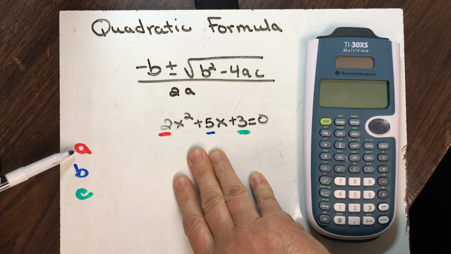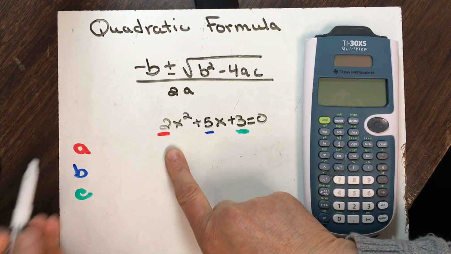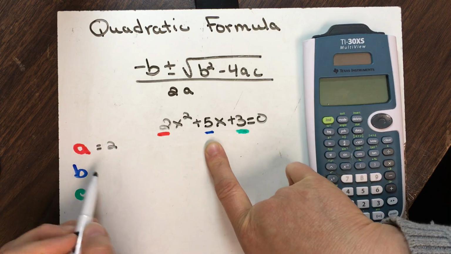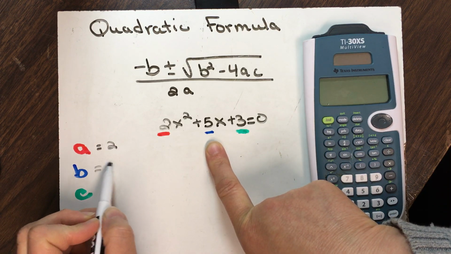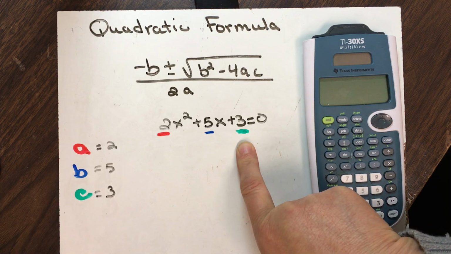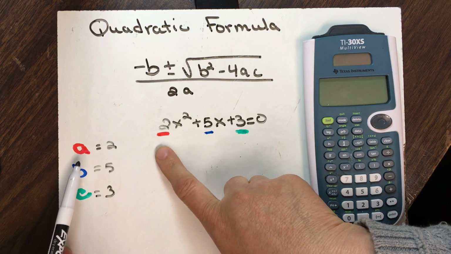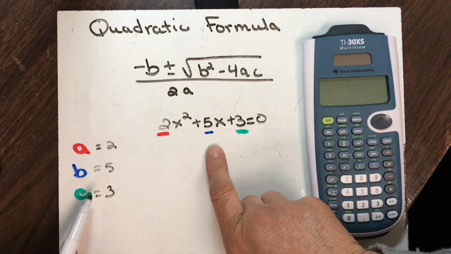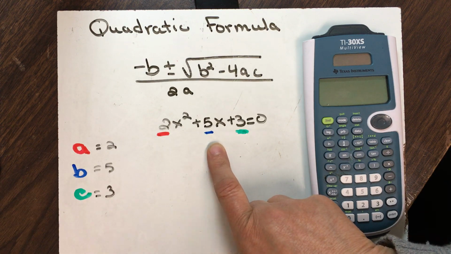So we need to find a, b, and c. So a is the first coefficient, b is our second coefficient here, and c is our last number we have here. So each one of these is a coefficient. This is in front of the squared, this is in front of just the x.